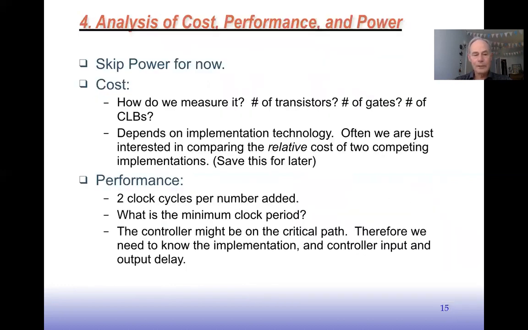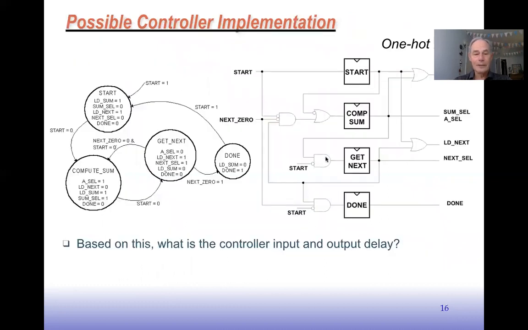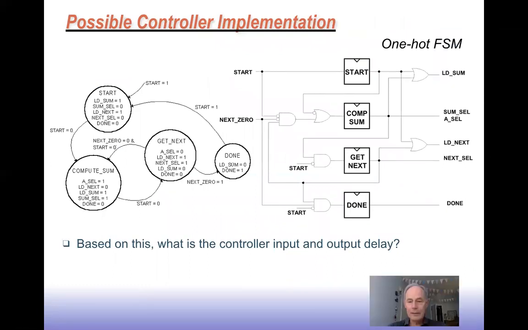Now, as you know, there's different ways to design controllers. I did a design here just so we have something specific to analyze. And in this case, I chose to implement a one-hot finite state machine controller, because for me, it's kind of the simplest thing to do. So here's our state transition diagram here, and here's a one-hot finite state machine implementation for that. As you know about one-hot implementations, there's 1 flip-flop for each state here. So there's a start flip-flop, a compute sum flip-flop, a get next flip-flop, and a done flip-flop.